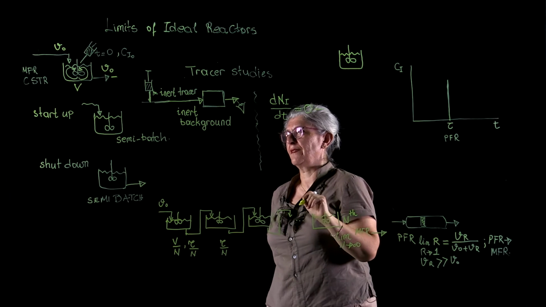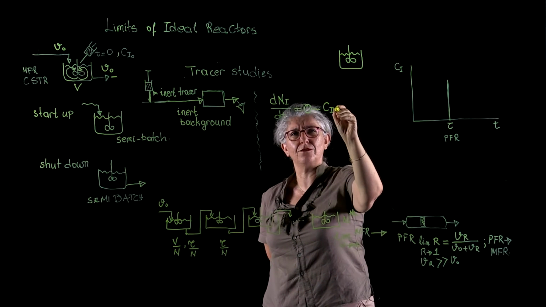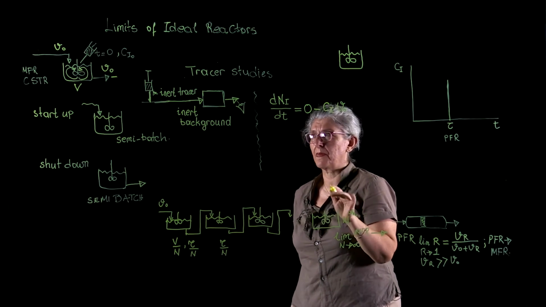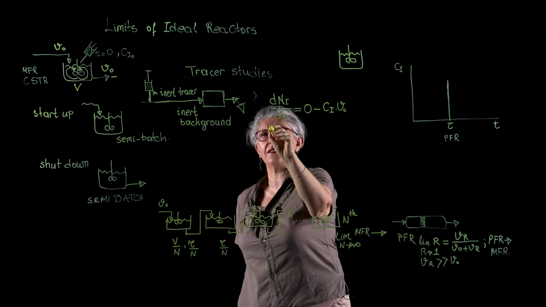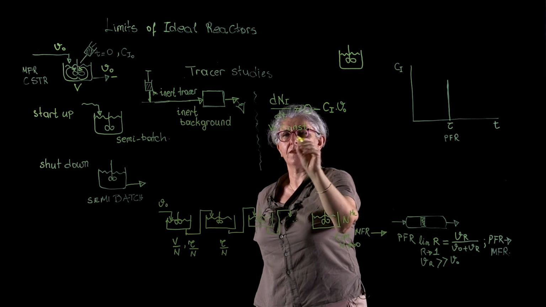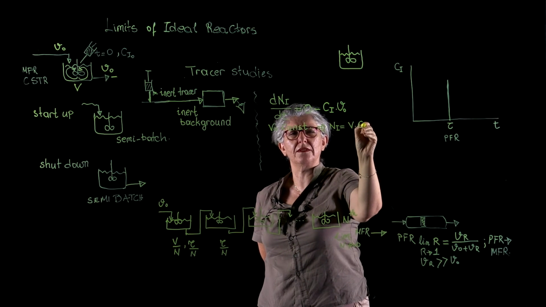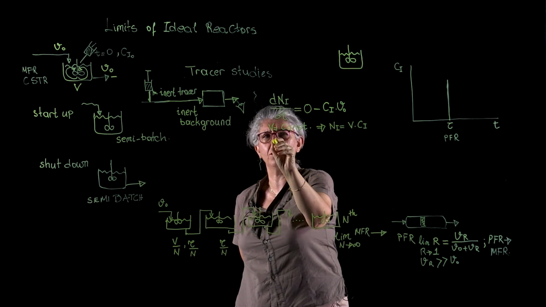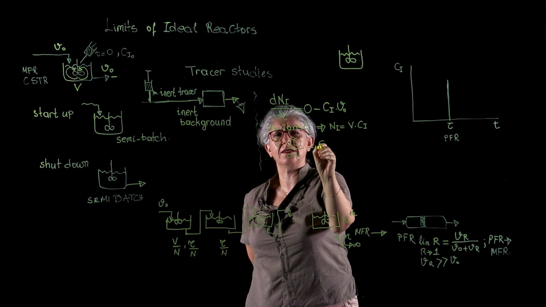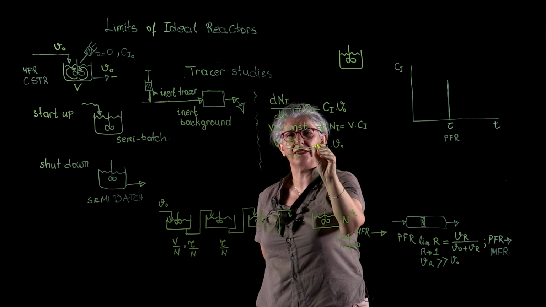At the exit, we're going to have the same concentration that is inside the reactor flowing out with a volumetric rate of V0. There's no reaction term. So we have a constant volume reactor such that Ni is equal to V times Ci, and dNi over dt is equal to V times dCi over dt, which is equal to minus Ci times V0.